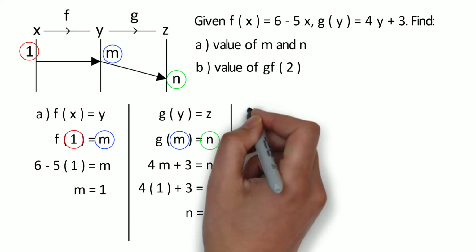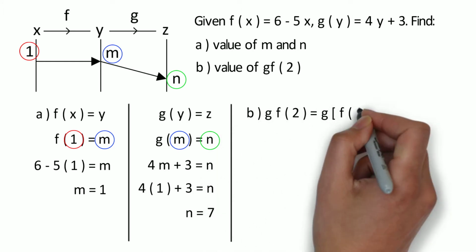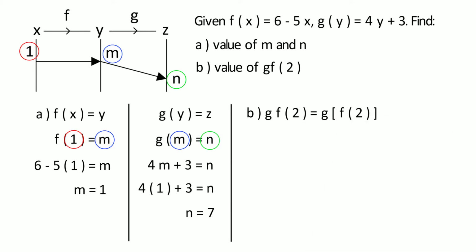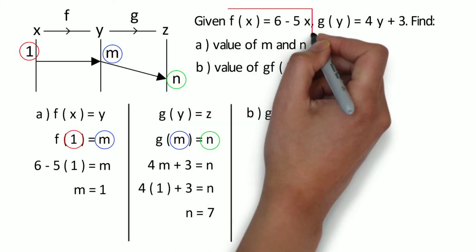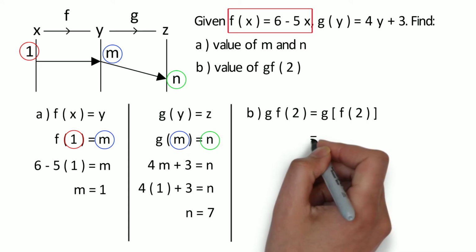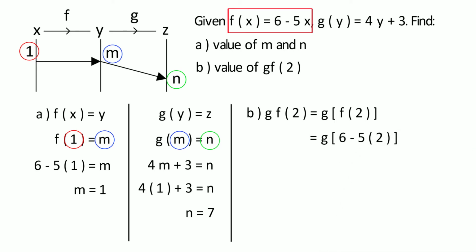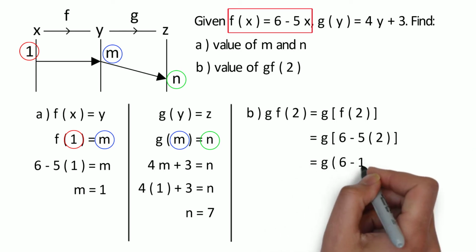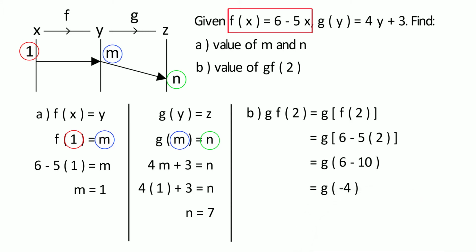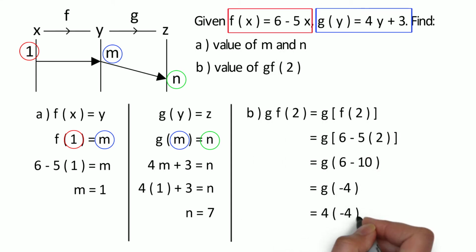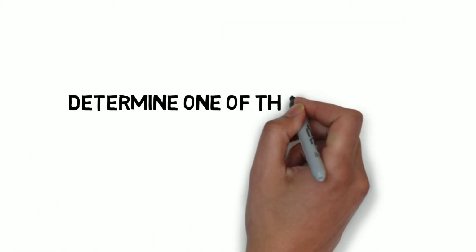Now moving on to part B, let's make function f with object 2 the object of function g. So solve function f with object 2 and we get function g with object of 6 minus 5 multiplied by 2. So after simplifying, we get function g with object negative 4. Now put object of negative 4 into function g and we get 4 multiplied by negative 4 plus 3, which gives us 13.